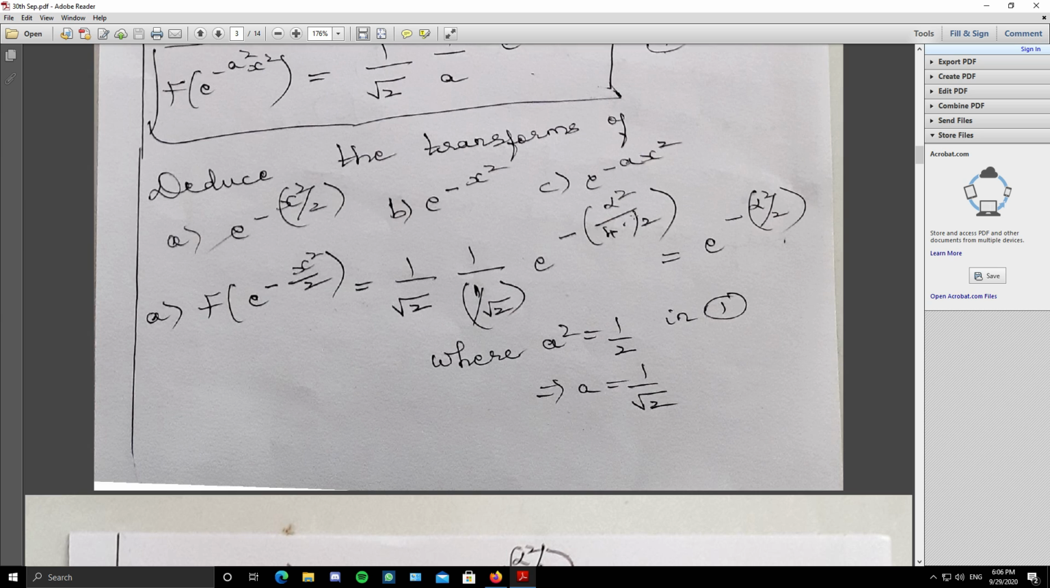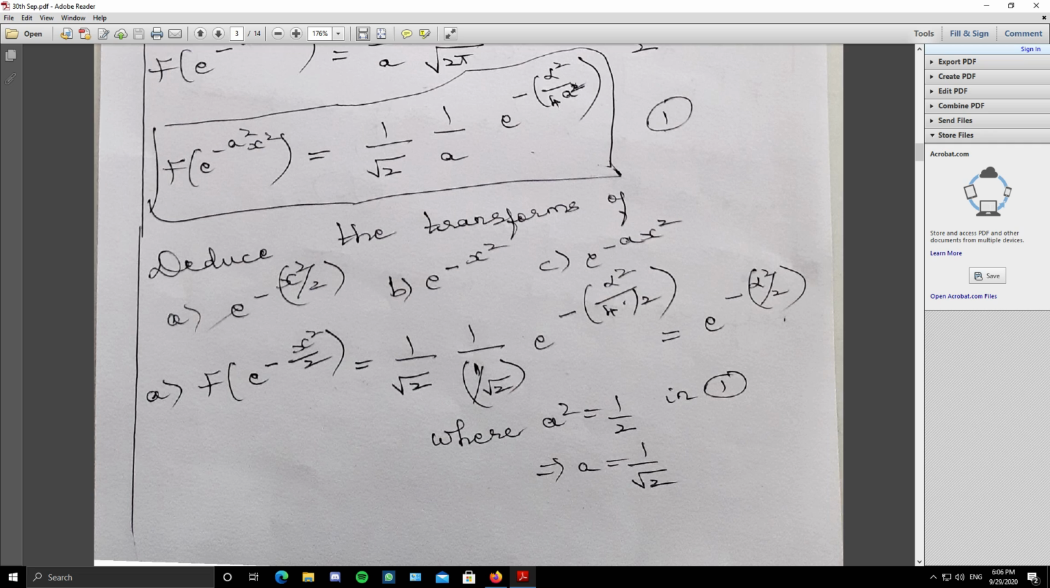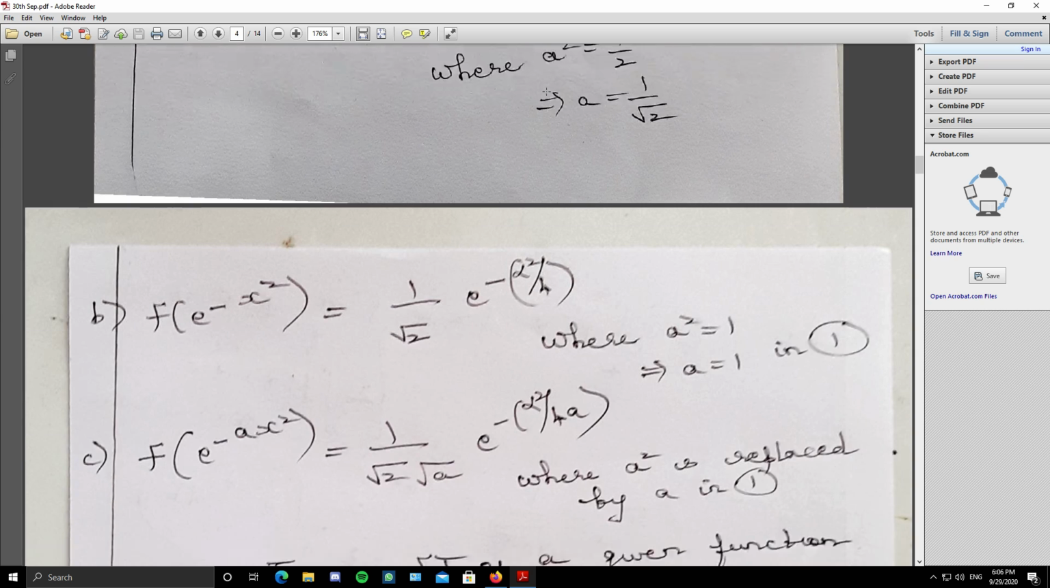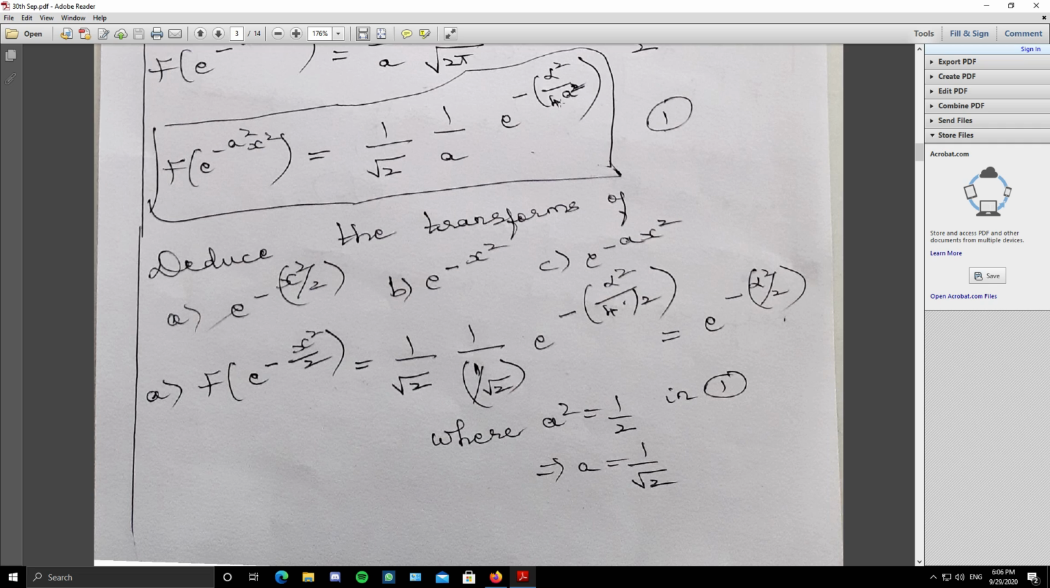And the last one, e power minus a x square. You compare e power minus a square x square with e power minus a x square. In place of a square you have a. So replace a square by a. You see, in place of a square x square you have a x square. So here, if you replace a square by a, the a will become root a. And this will be alpha square by 4a.